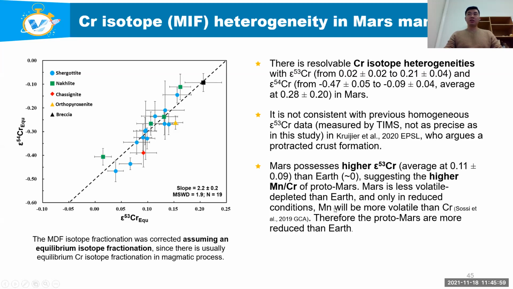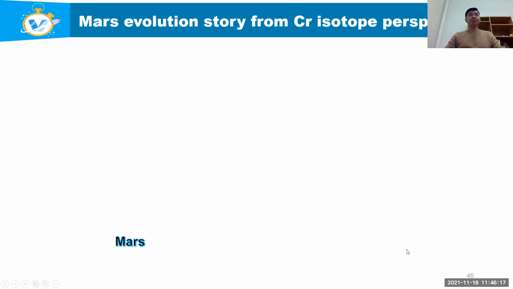This suggests a higher manganese-chromium ratio of proto-Mars. And we know that Mars is less volatile depleted than Earth. And only in reduced conditions will manganese be more volatile than chromium. Therefore, proto-Mars was more reduced than Earth. To explain this chromium isotope heterogeneity on Mars, I have this kind of story.